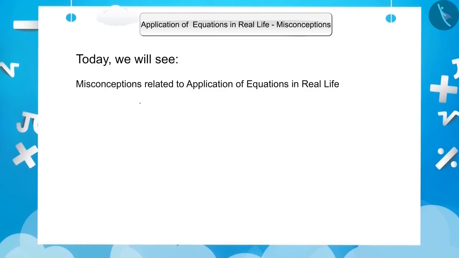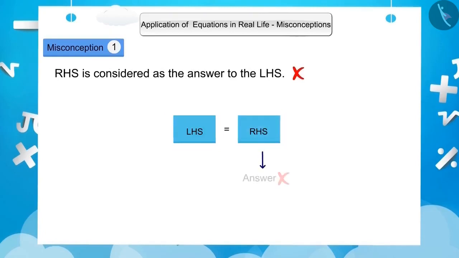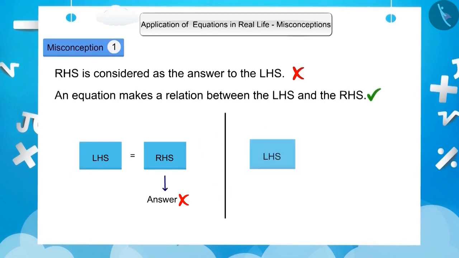So far, we have learned to write equations and apply them in our daily life. We understood them with examples. Now let's look at some misconceptions related to equations. We often look at any equation and think that the RHS is the answer to the LHS, whereas an equation makes a relation between the LHS and the RHS.